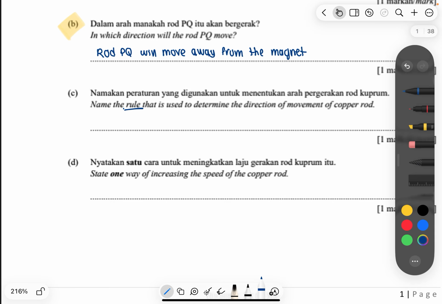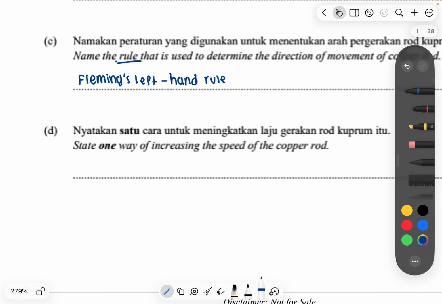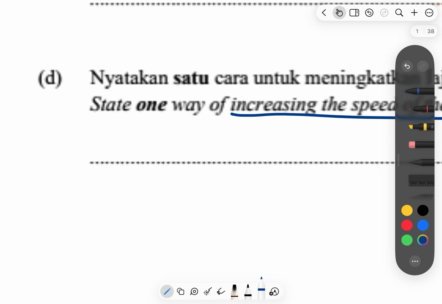Now name the rule that is used to determine the direction of movement of the copper rod. It's very easy. Fleming's left hand rule. State one way of increasing the speed of the copper rod. So we can do this by increasing the strength of the magnet or by increasing the current. It's also in the textbook, if I'm not mistaken.